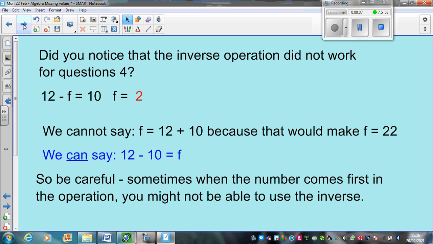Did you notice that the inverse operation didn't work for question 4 on either of those questions? 12 take away F equals 10, well, F equals 2. We can't say that F equals 12 plus 10 because that will make 22. And if we said 12 take away 22 equals 2, that doesn't make sense. So be careful. Sometimes when the number comes first in the operation, you might not be able to use the inverse, but you simply have to have the first number take away the result.